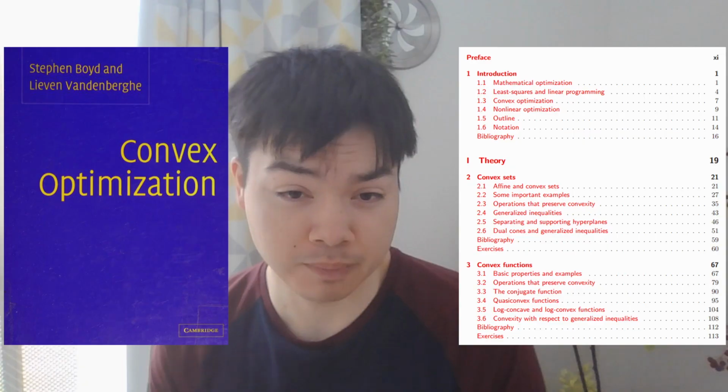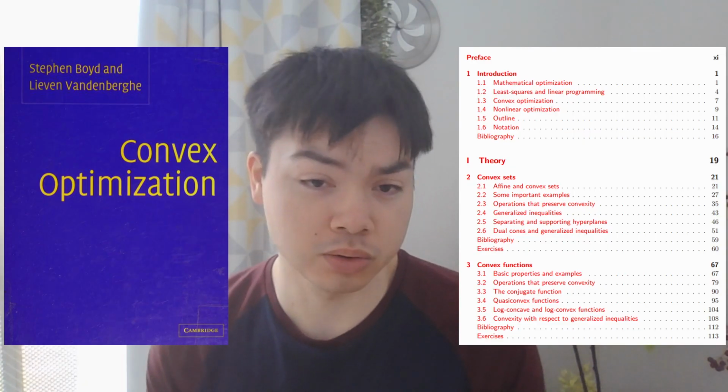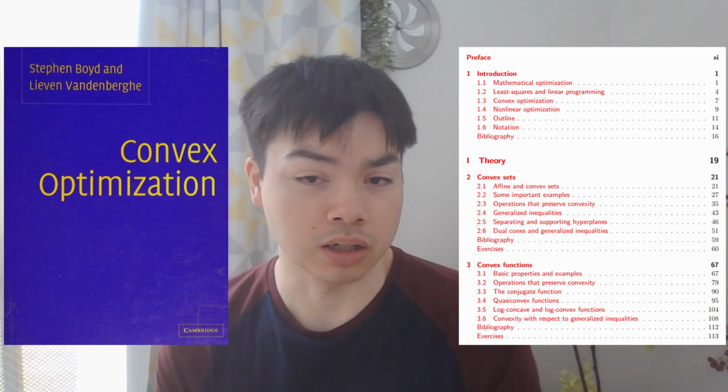Hey guys, welcome back to week 6 of my series where I'm learning ML through an optimization perspective. So this week I finished chapter 2 of the convex sets from the Boyd book. I spent only about 6 hours studying this week.